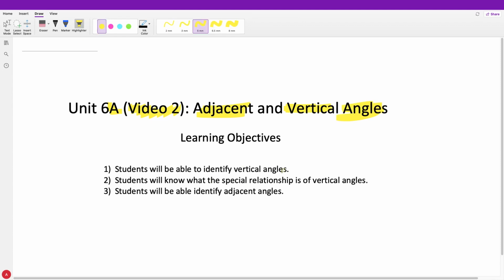And we're not only going to be able to identify them, but in vertical angles, there's actually a special relationship that occurs between angles that are vertical. So you're not only going to know how to identify vertical and adjacent angles, but you also have to know what that special relationship is just for vertical angles. All right. So now we're going to start talking about adjacent angles first, and then we'll talk about vertical angles second, and we'll go over some examples for each one.